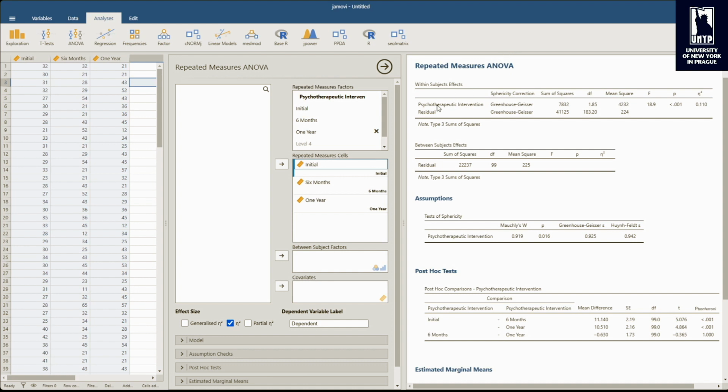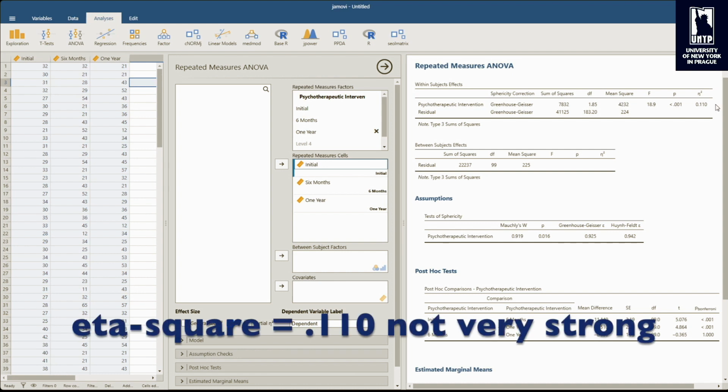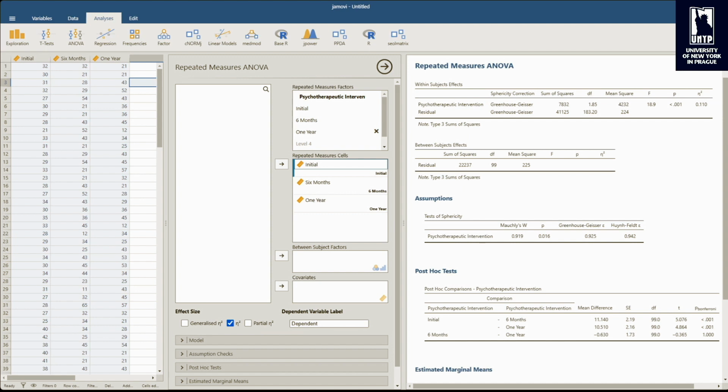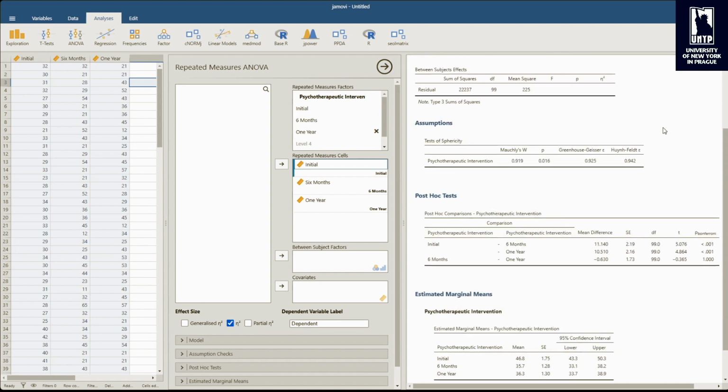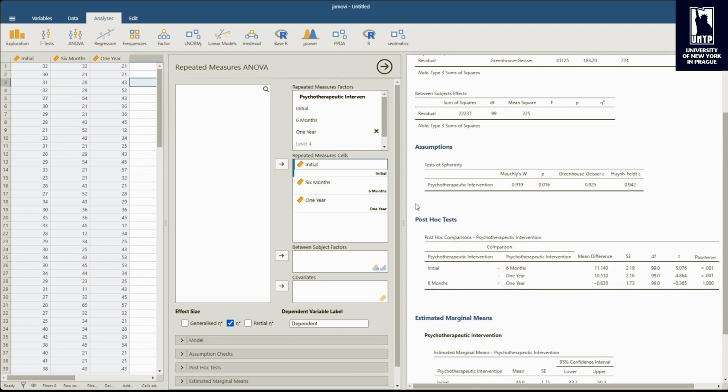So in the within subjects effect, we have first of all our p, our significance, and in this case we have a significant result, meaning that our psychotherapeutic intervention has indeed engendered some change in the levels of alcohol consumption of our patients. We still don't know yet the direction, if it's maybe more, maybe they were just depressed after our intervention and decided to drink more. And we have an eta squared of 0.110, which is not very strong, but for the purpose of these videos is absolutely fine.